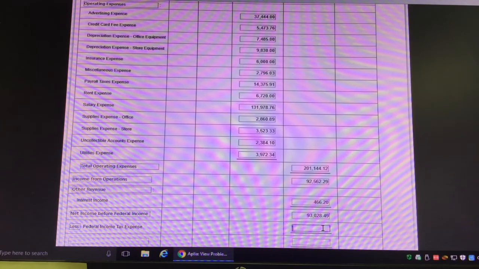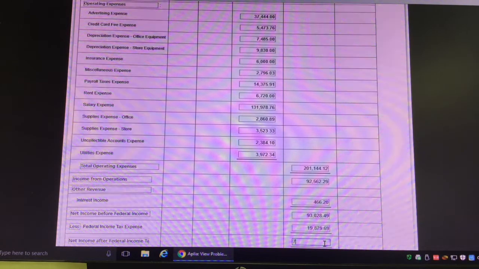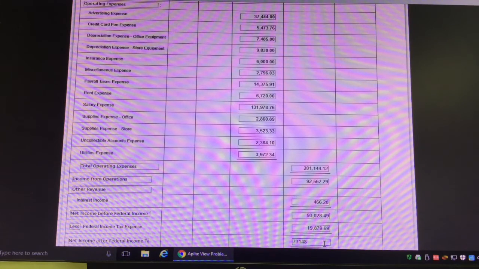Now we actually have to subtract out what we paid for income taxes. In this year we paid $19,879.69. We subtract the taxes that we paid and we get our net income after federal income tax. I subtract out my tax and my final net income is $73,148.80.